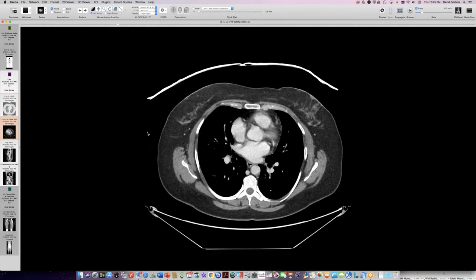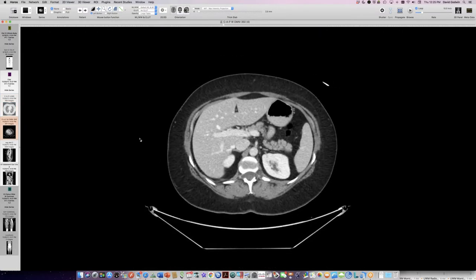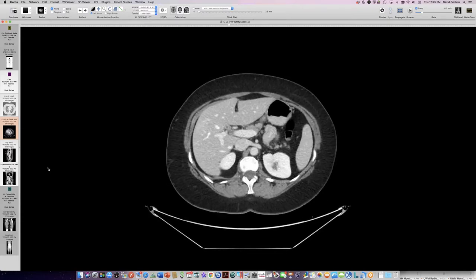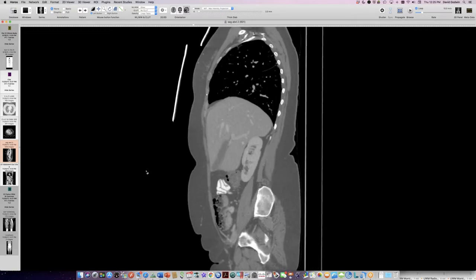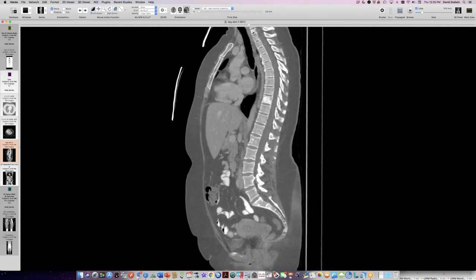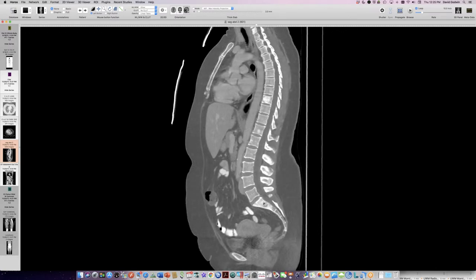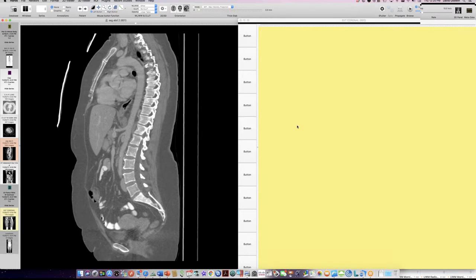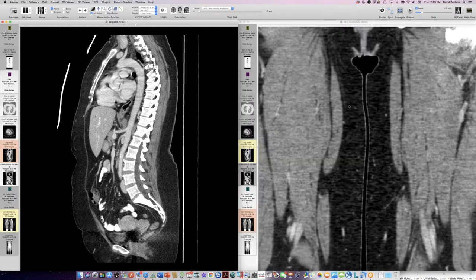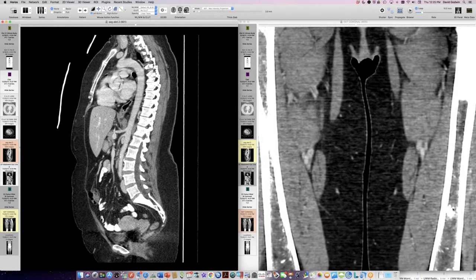Let's look at the abdominal part of the CT. Nothing very scary down there. On sagittal view, we can see that there are some sclerotic bone lesions, including some sacral sclerosis. And on distal extremity CT, there is a sclerotic focus down here.